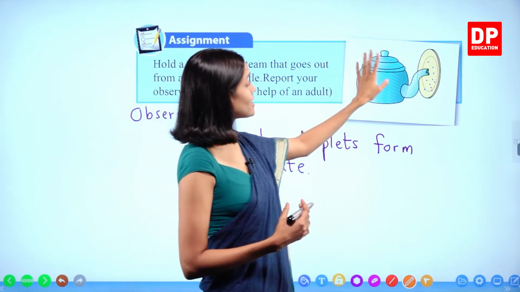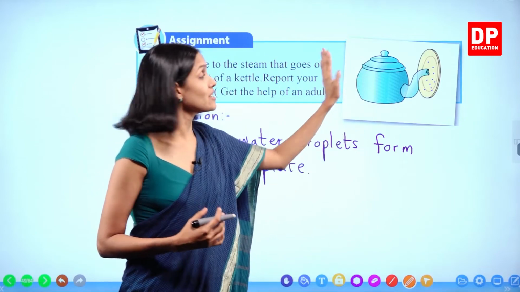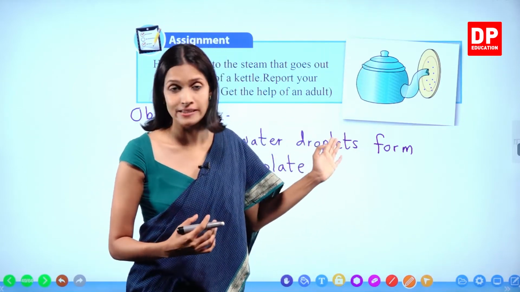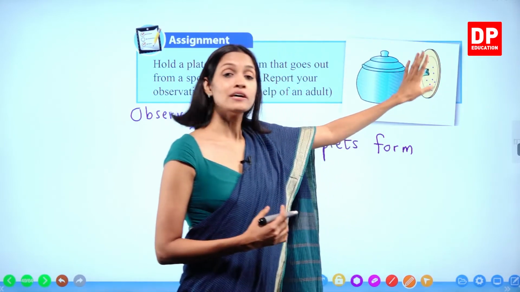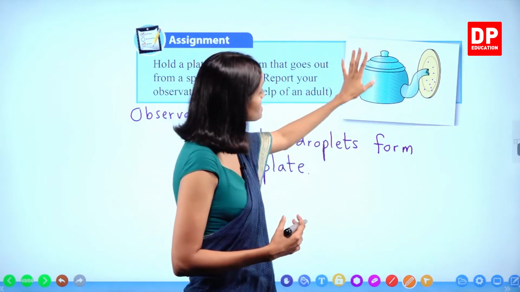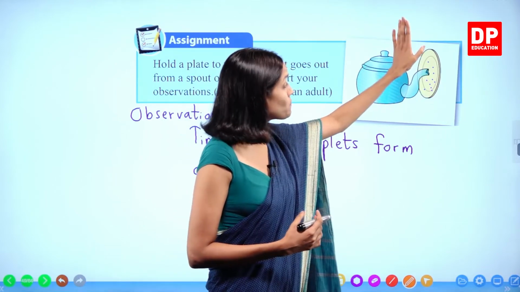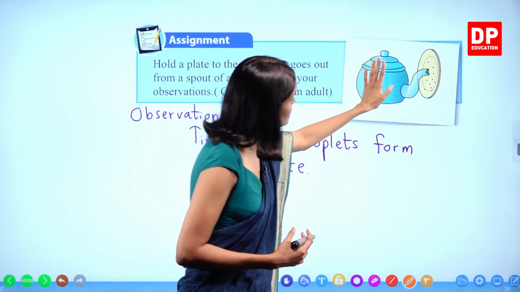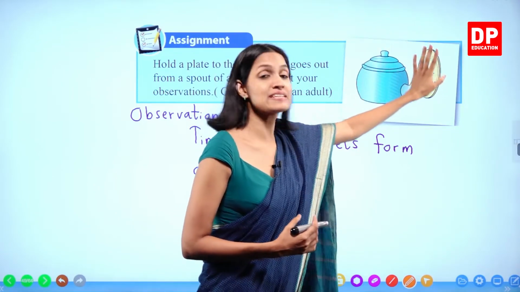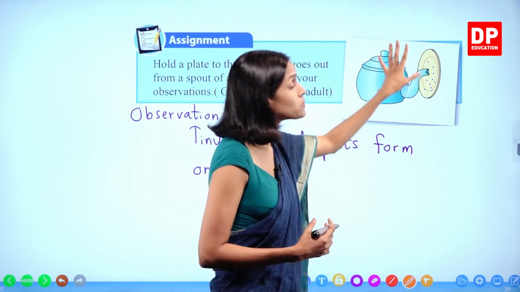When we consider the temperature of the steam, it is very high. So when the steam comes into contact with the plate, what happens? Compared to the temperature of the steam, the temperature of the plate surface is low. Therefore, the steam that contacts the plate surface cools down.